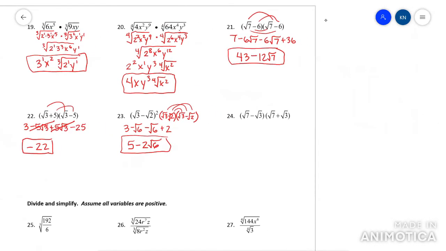Okay, and then the next one's kind of like a difference of squares as well. The first is going to make 7. The outside's going to make plus root 21. The inside makes minus root 21. And the L makes minus 3. So really you just have 7 minus 3, which is 4.